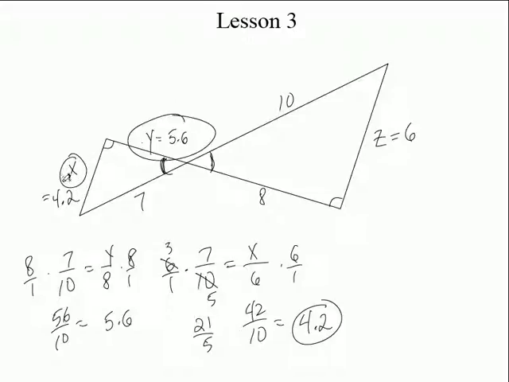So there's y, and there's x, and there's z. What do you think? It's not too hard, is it? Once you find the scale factor, and you know which ones correspond to what, it's pretty easy.